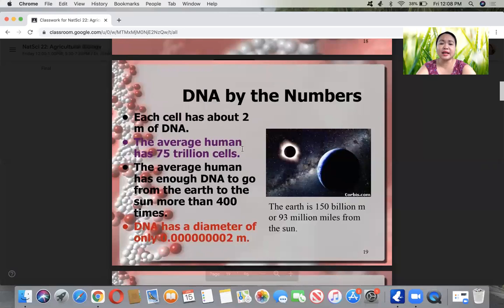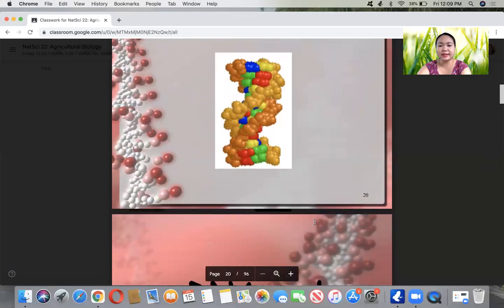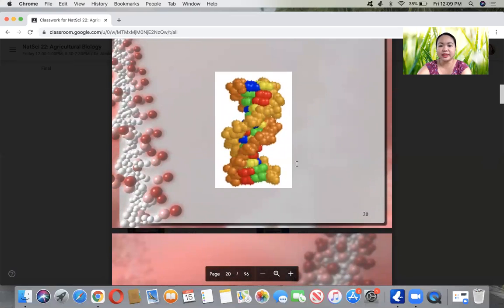Each cell has about 2 meters of DNA. Can you imagine that? And the average human has 75 trillion cells. The average human has enough DNA to go from Earth to the sun more than 400 times. And DNA has a diameter of only 0.000002 m. The Earth is 150 billion meters, or 93 million miles, from the sun. So this is what our DNA looks like.